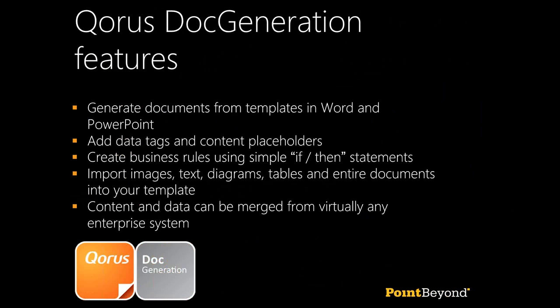We can create business rules using if-then statements, and the example we'll be showing in the demo today is that, depending on the type of document we're generating, we can pull in different blocks of content from other documents. The other thing to realize is it's not just limited to pulling in text and data. We can also import things like images, diagrams, tables, and as I've already mentioned, even entire documents into our template. And we can pull data from virtually any enterprise system into our document.